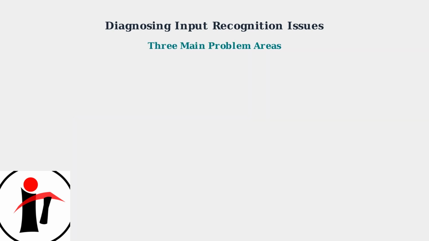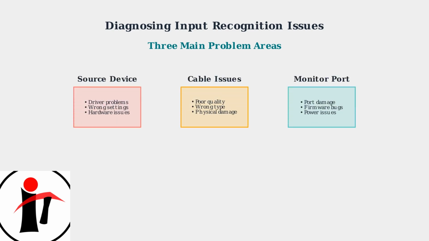Problems typically stem from three areas: the source device, the cable connection, or the monitor port itself. Let's identify each area. Source devices can have driver problems or wrong output settings. Cables may be poor quality or damaged. Monitor ports can have physical damage or firmware issues. Using the correct input port is crucial. Many monitors have multiple ports, and selecting the wrong one is a common cause of no-signal errors.